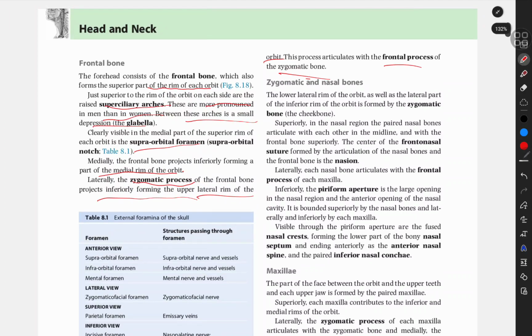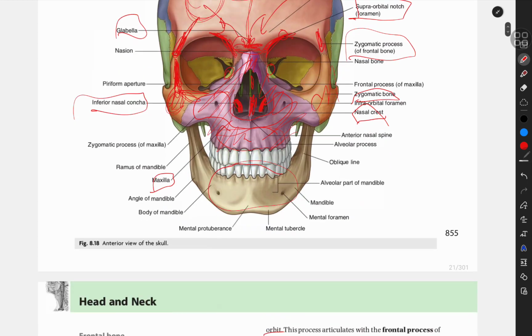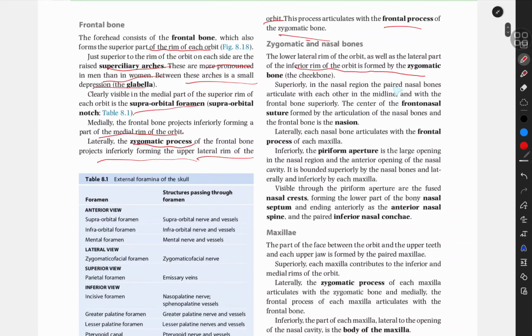Zygomatic and nasal bones. The lower lateral rim of the orbit as well as the lateral part of the inferior rim of the orbit is formed by the zygomatic bone, the cheekbone.